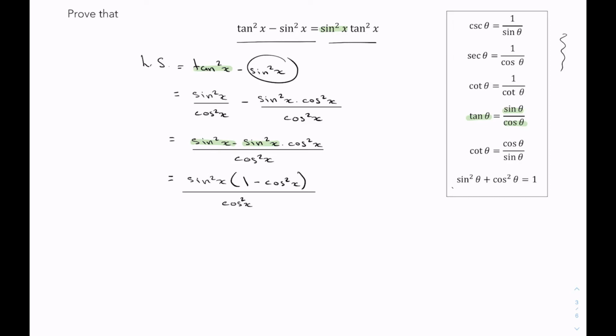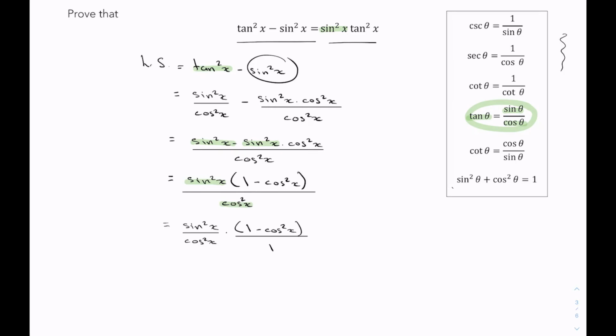This is looking a lot more promising now, because if you notice, sine squared over cos squared is again my tan, so I can write that as sine squared x over cos squared x times 1 minus cos squared x, and that of course is over 1, just to be more complete. I'm basically separating the fraction into the product of two fractions.